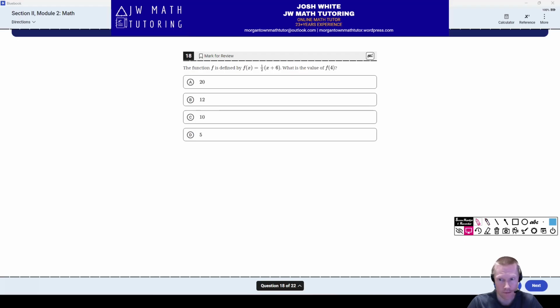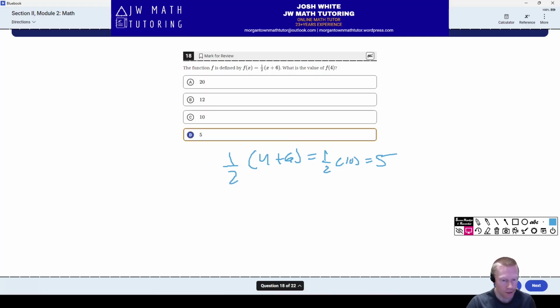For 18, we have a relatively easy function evaluation question. We're just plugging in 4 for x, and then, as part of that process, 4 is going to be added to 6. So it's 1/2 of 10. So the correct answer for this is just 5, which is letter D.